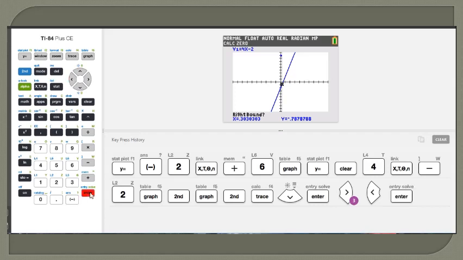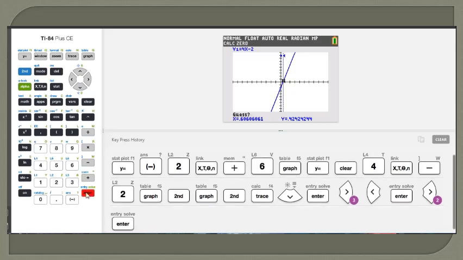I can hit enter. Then it's asking me right bound, so I'm going to move the cursor to just to the right of that. See, I moved it just above the x-axis, and I hit enter again. Then it comes up and says, guess. Do you want me to guess? And I say, sure, guess. And there it says that when y is equal to 0, x is equal to 1/2 or 0.5. And so the x-intercept, when y is equal to 0, is 1/2. Pretty neat, huh?